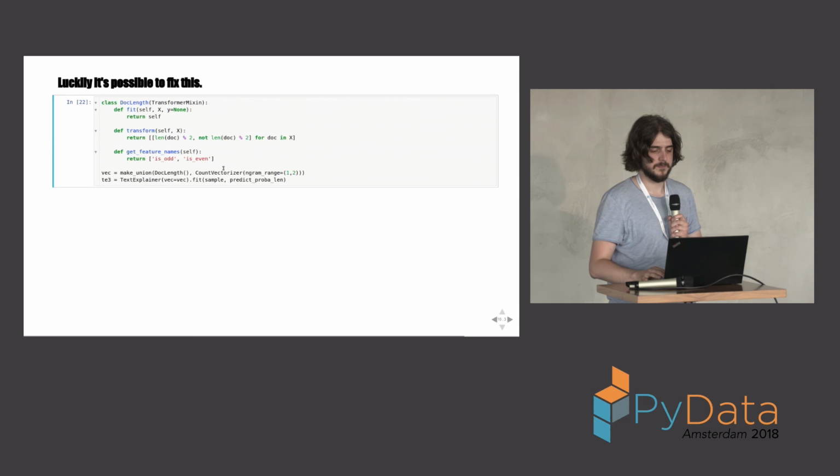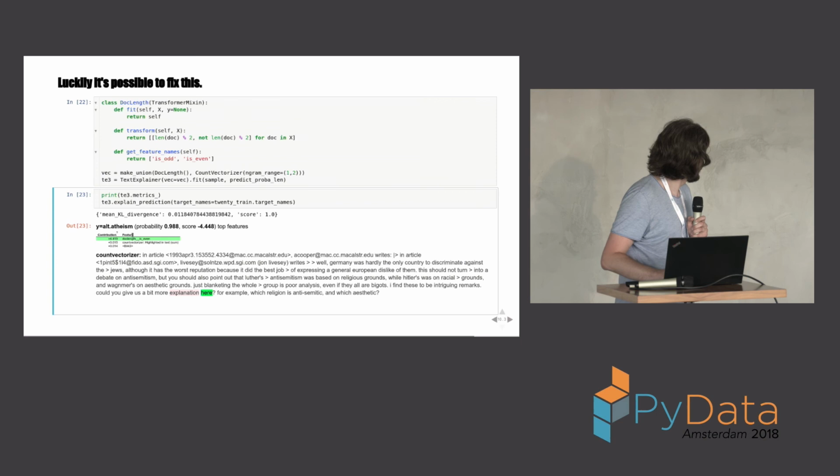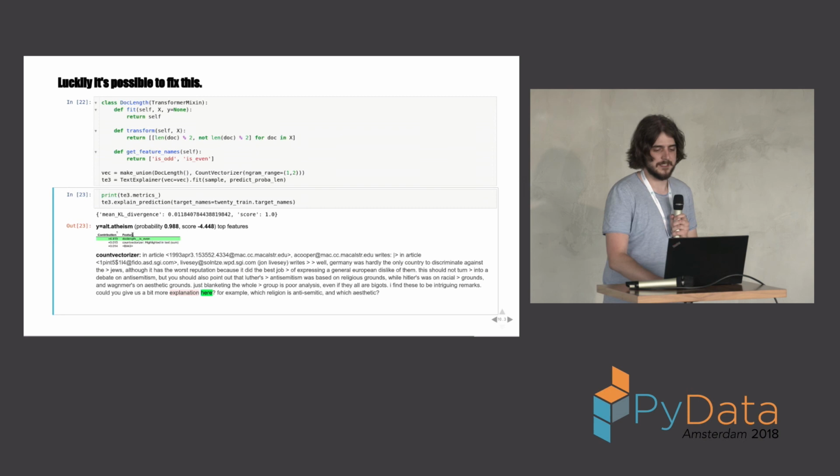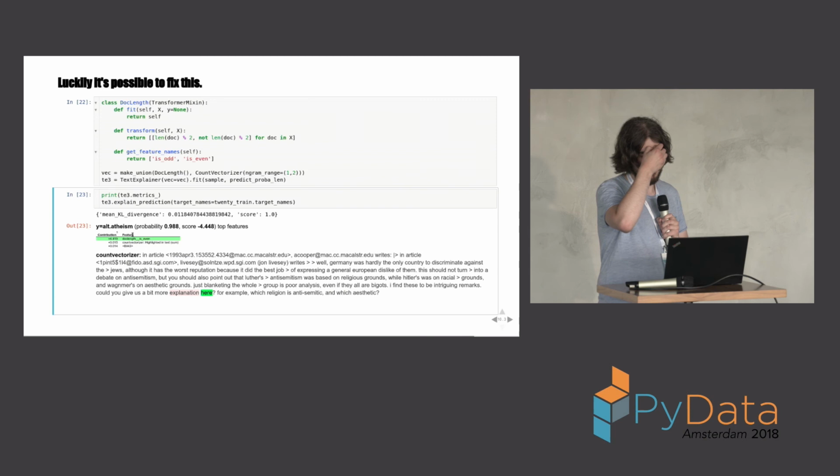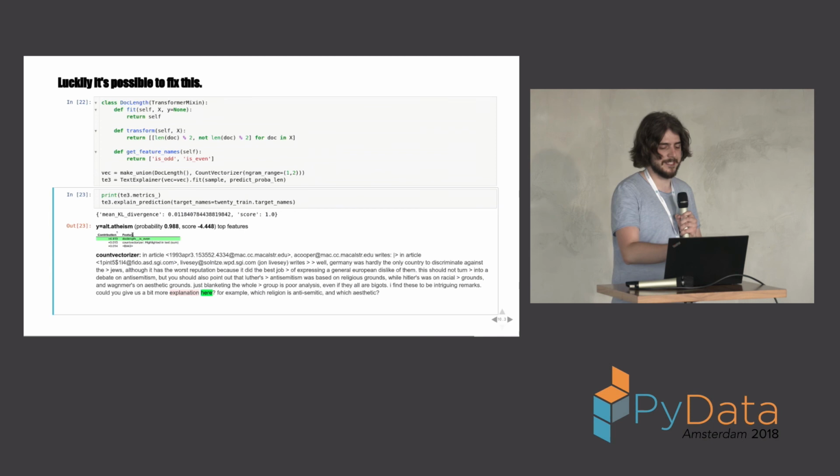And then we see we get another feature here. The doc length is a strong predictor, a strong explainer for our prediction. And we see also the metrics are good now: the score is at 1 and the divergence is close to 0, so perfect. But still there's some noise, for whatever reason, I don't know.